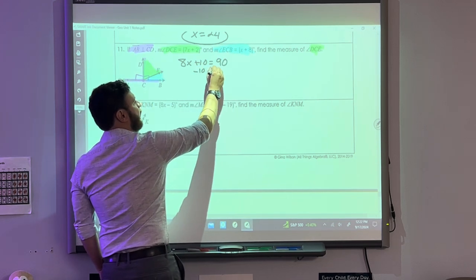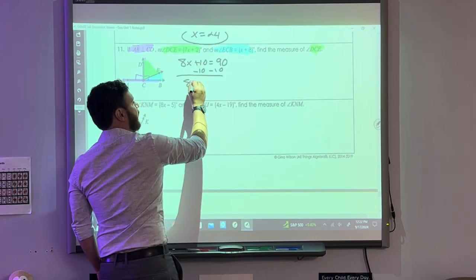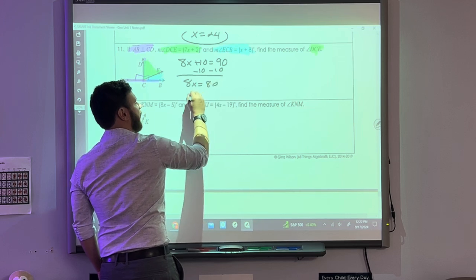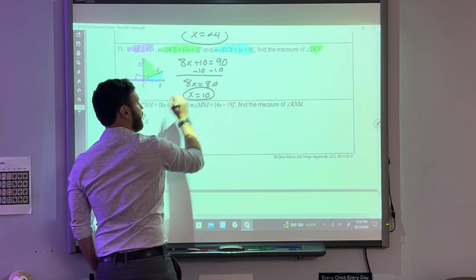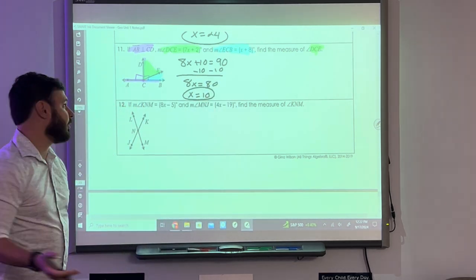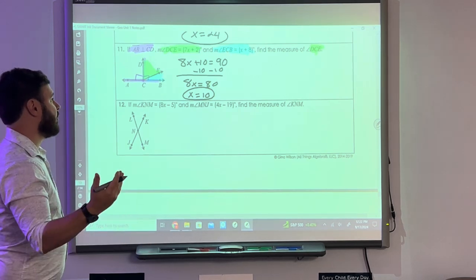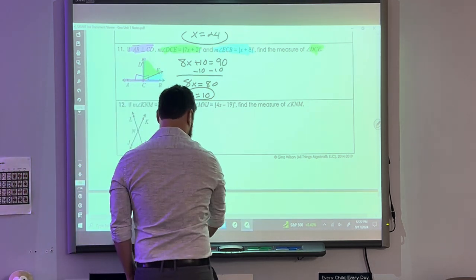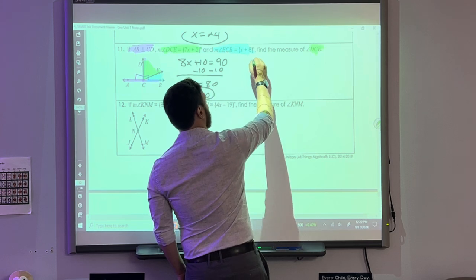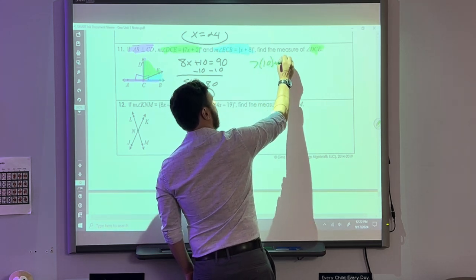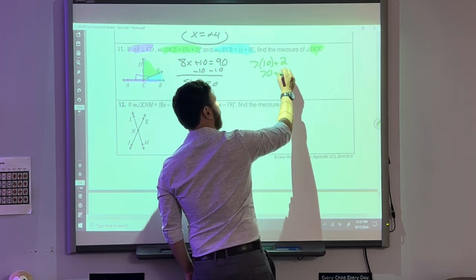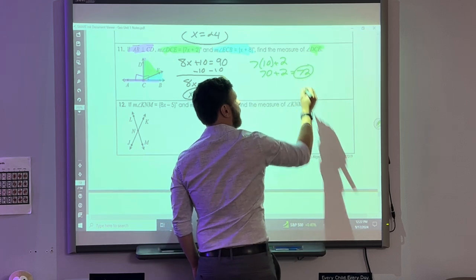I'll subtract 10. 8x equals 80. X equals 10. Well, that's not bad to solve for. But it didn't want x, it wanted the green. So that's going to be 7 times 10 plus 2, which is 70 plus 2, 72.